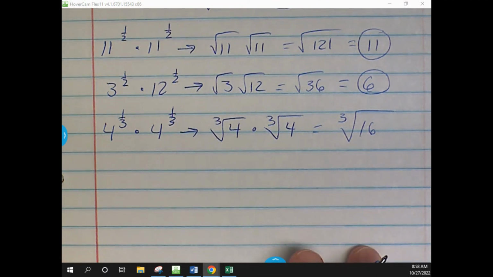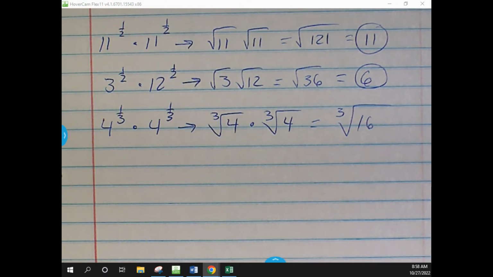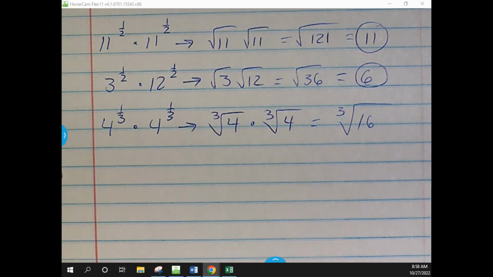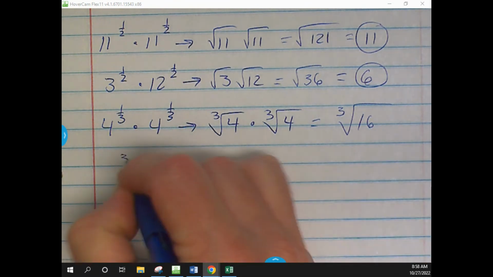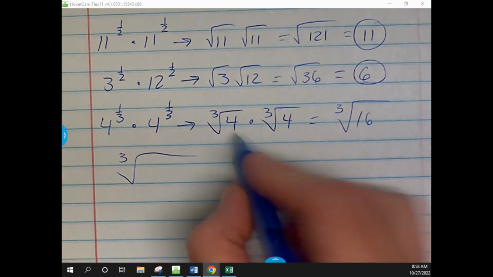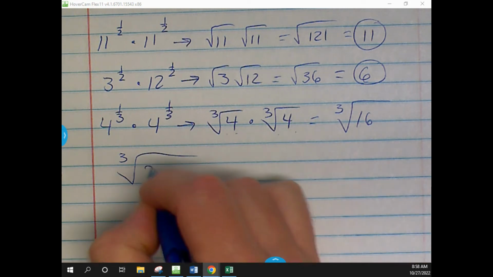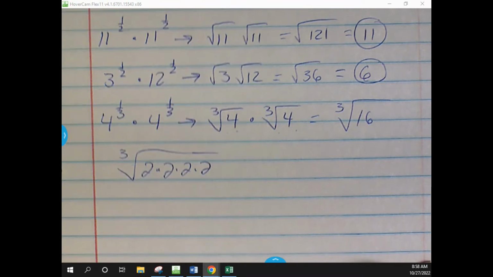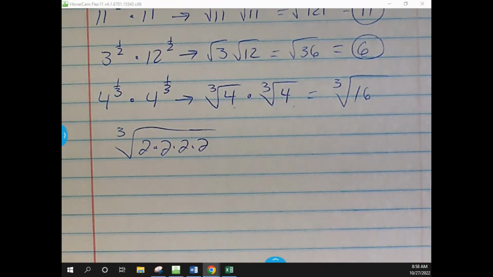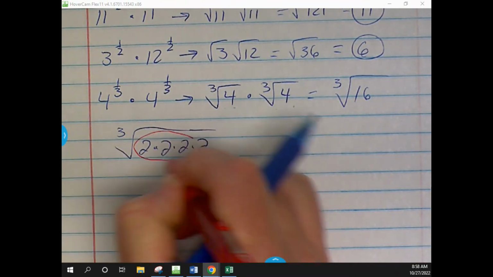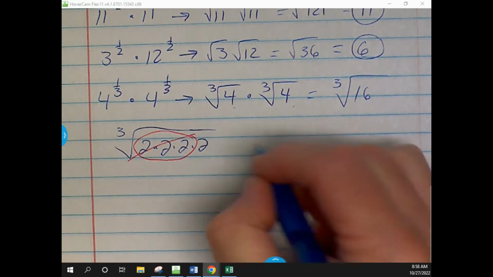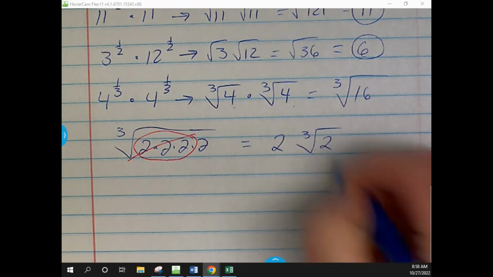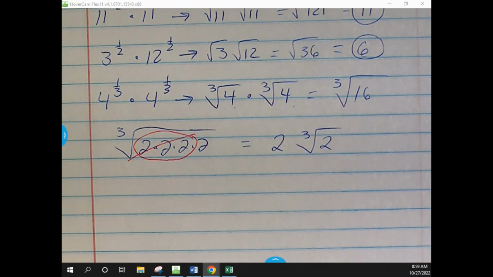And if it's the third root of 16, what we said yesterday is that once you get to this number, you've got to start breaking it down and see how you can rewrite it. Think about the third root of 16. 16 is 4 times 4, which is 2 times 2 times 2 times 2. So that would be the third root of 2 times 2 times 2 times 2. We need groups of 3, so that 2 will get out. That 2 stays on the inside by itself. So that'd be 2 times the third root of 2.